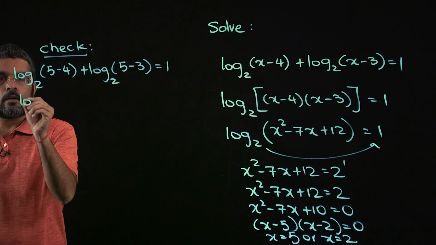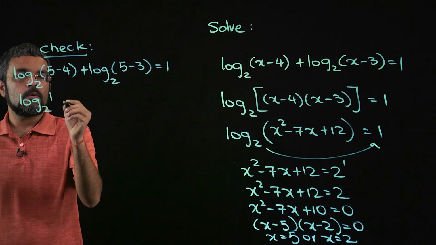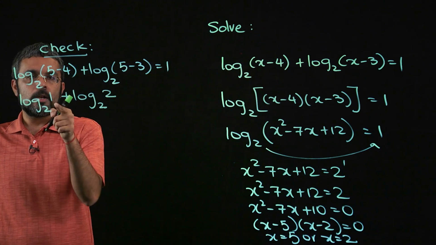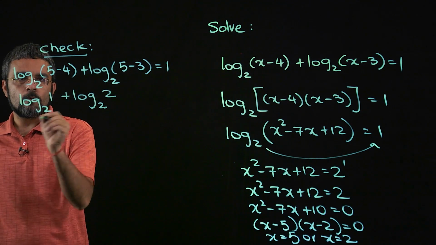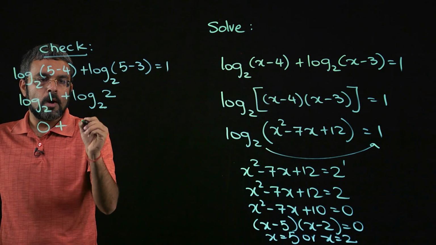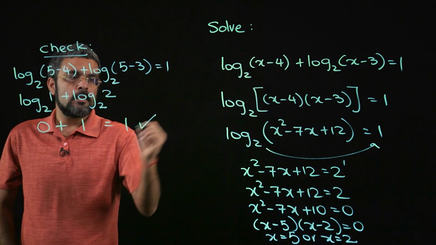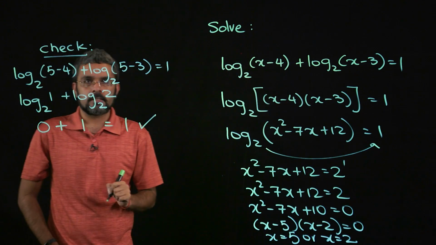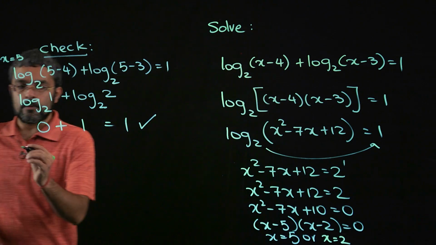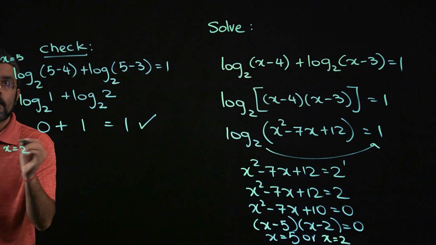So this gives me log base 2 of 1 plus log base 2 of 2. We know that log of 1 to any base is 0, and log base 2 of 2 is equal to 1, and so that is equal to 1. So both sides are equal, and that works out. Okay, so now let's put in x equal to 2.